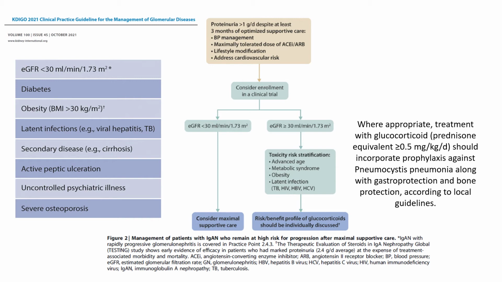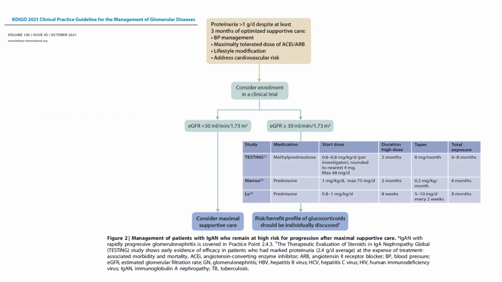What if I decided to use glucocorticoid? What is the dose? We have 3 regimens according to 3 different studies. In all of them, the total exposure is about 6 to 8 months. In all of them, you will start with a dose for a certain time, then you will taper this over the total exposure time, after you make a risk-benefit balance. So you will start a dose for a certain duration, then you will taper over the rest of the duration.